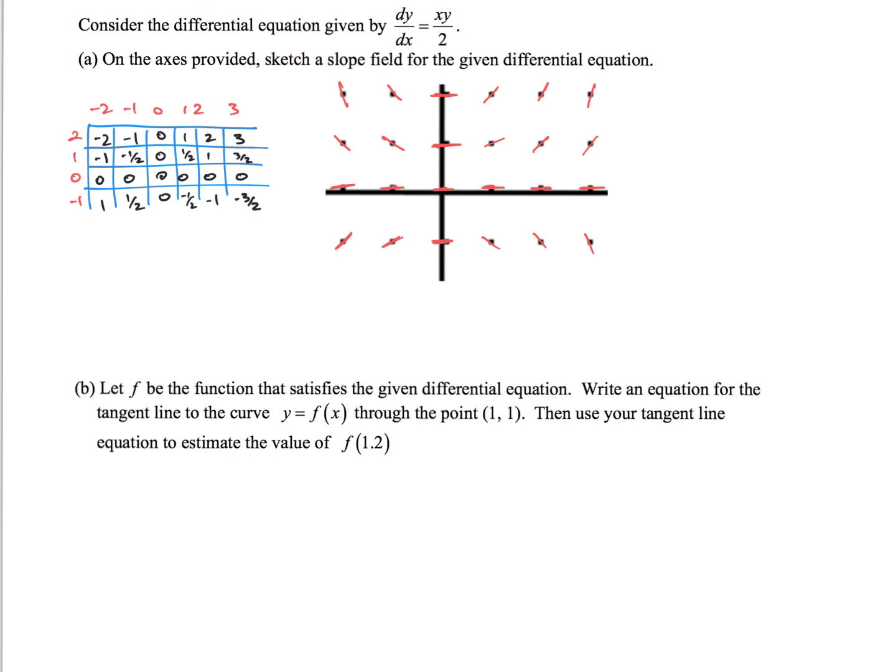Usually slope fields on an AP exam is worth 2 points. A lot of the times it's either like your 0 slopes and 1 slopes is worth a point, and then the others are worth the other point. Okay? All right, let's look at part B, and I need a reader.